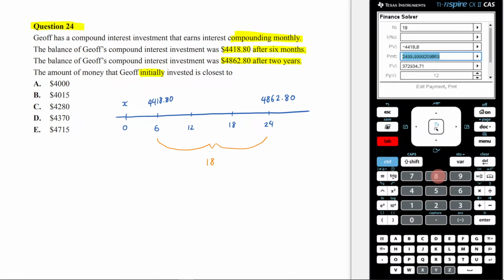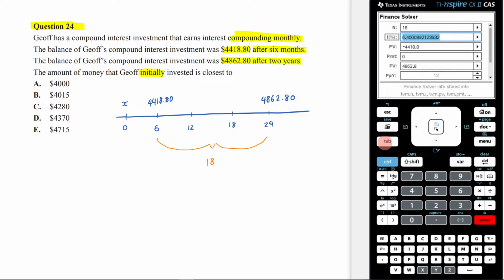My PMT, now this is compounding monthly. It's a compound interest investment, meaning I'm not making any payments into this, nor am I taking money out of it. My future value is going to be 4862.80. It's compounding monthly, so that's 12 and 12. Now I can figure out what the interest is on this. It's going to be 6.4%.